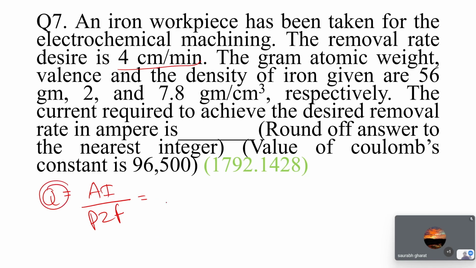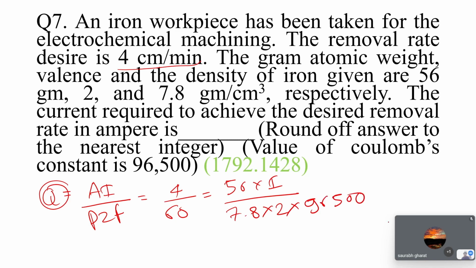Here Q is given per minute, so divide it by 60. So your Q will be 4 by 60, equal to, right now you want to write the A part, which is the atomic weight, so 56 into the current that you need to find out, divided by the density 7.8 into the valence 2 into the Faraday constant 96500. Okay, so it will give an equation like this.